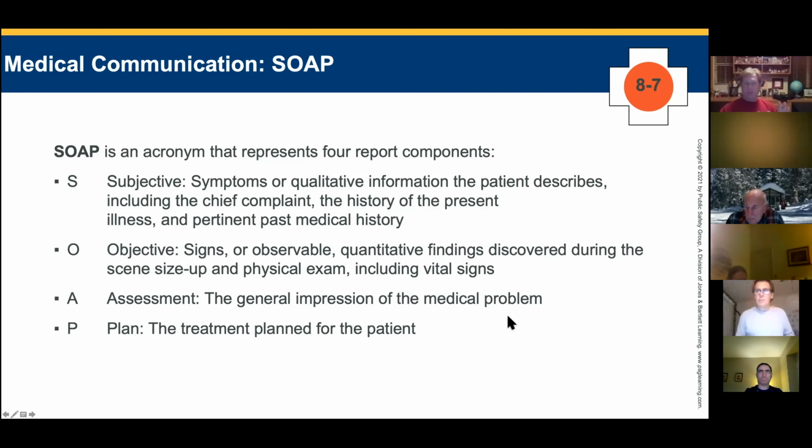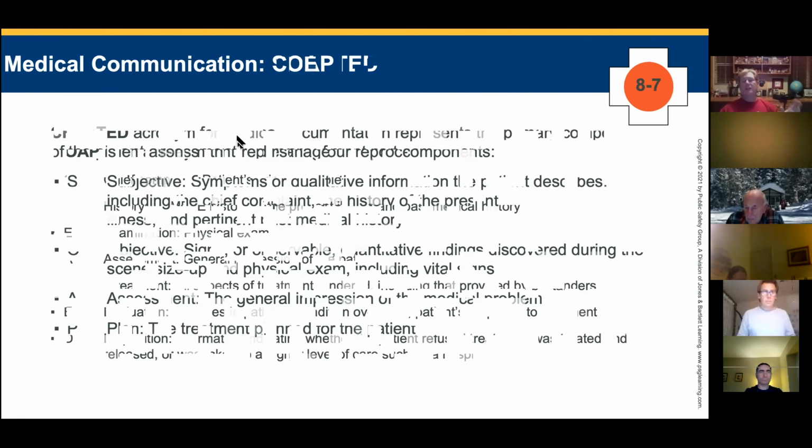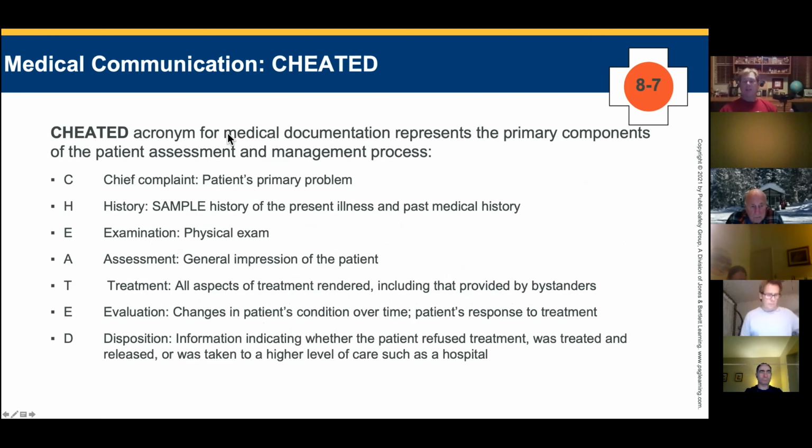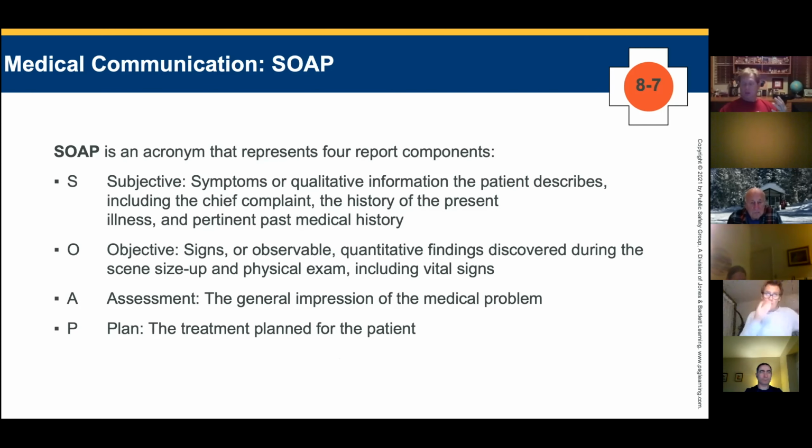So just remember, subjective is everything the patient tells you. Objective is everything that you found out about the patient, through assessment, through vitals. Assessment, your general impression, never say he has a broken ankle. It doesn't matter if it's turned around 360 degrees, it's a possible ankle fracture. Everything is possible, okay?